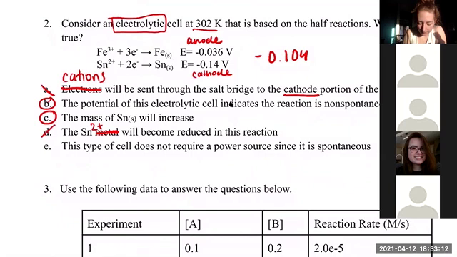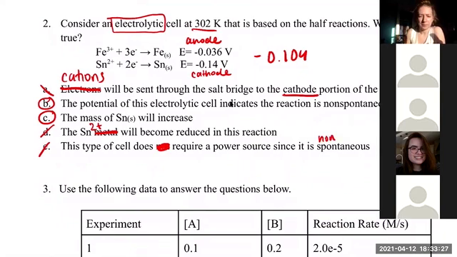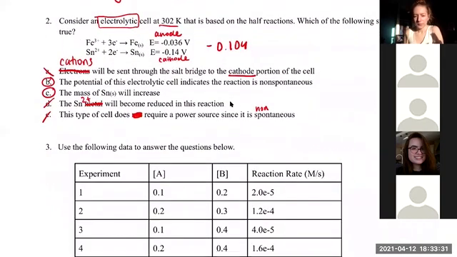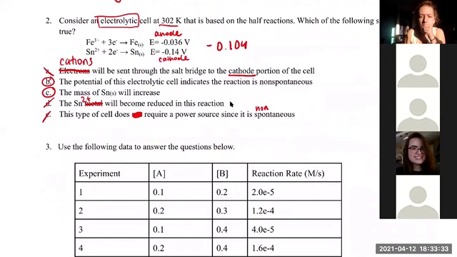And the last one is saying this type of cell does not require a power source since it is spontaneous. And that is false because it does require a power source because it is non-spontaneous, okay? So any questions on number 2? Okay.